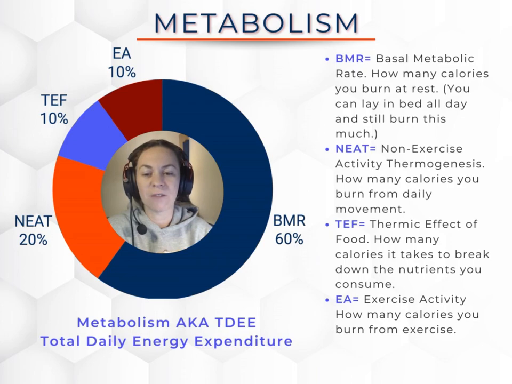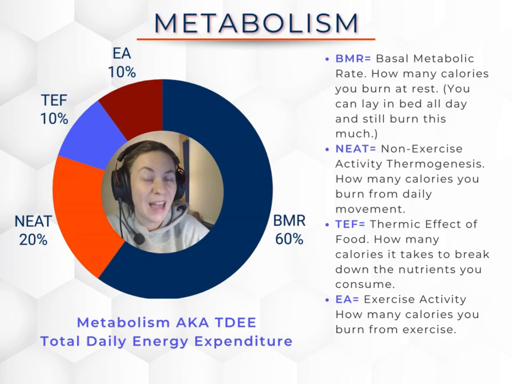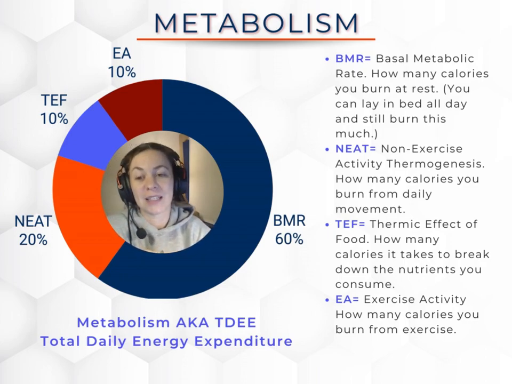And then the thermic effect of food is how many calories it takes to burn the food you're eating. So I always like to use the example that celery is a negative calorie, and I'll tell you why when we get to that slide. And then the last one is your exercise activity. So let's see, it's the 1, 2, 3, 4. These 4 different things make up your total metabolism.